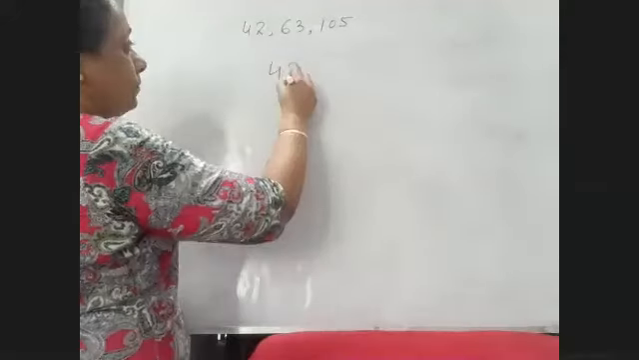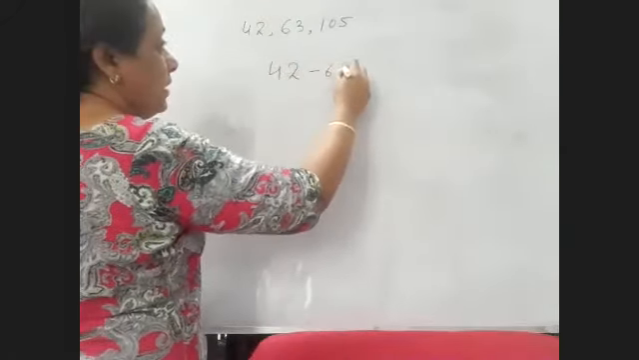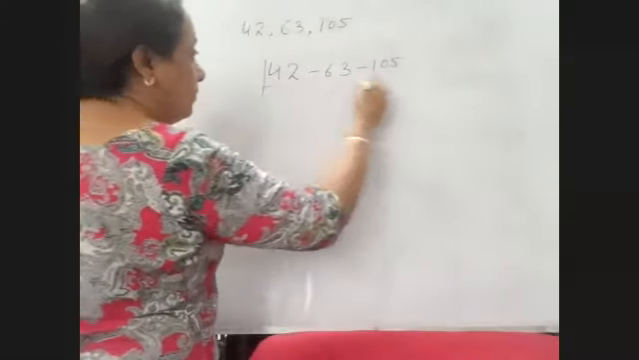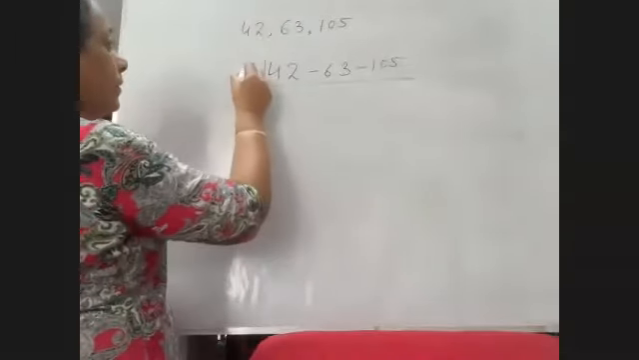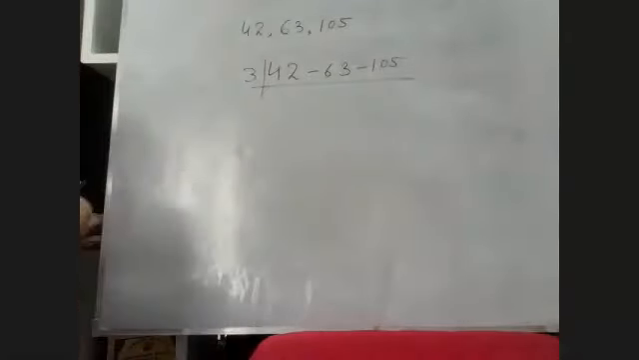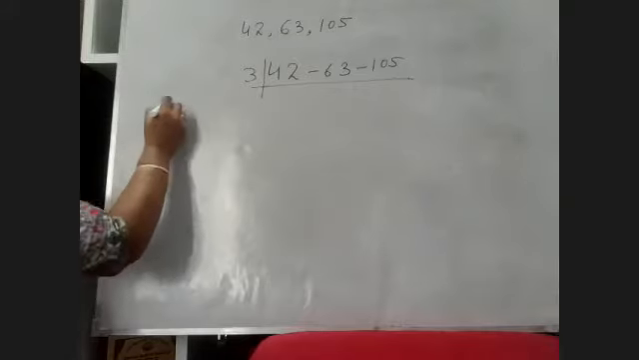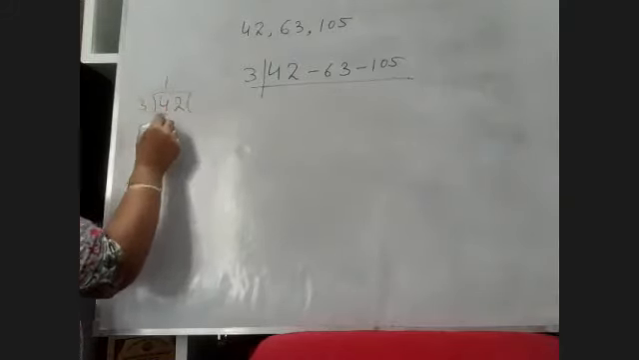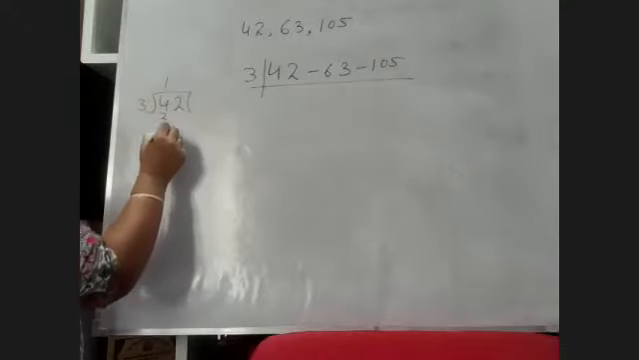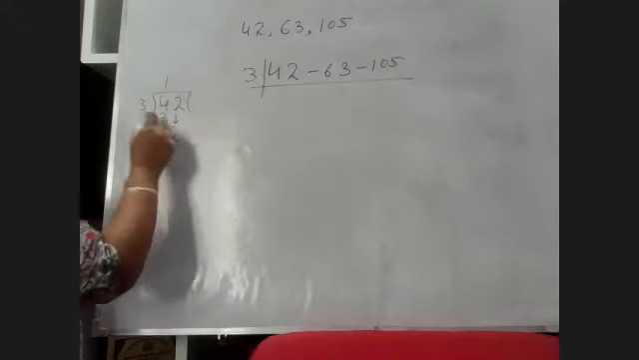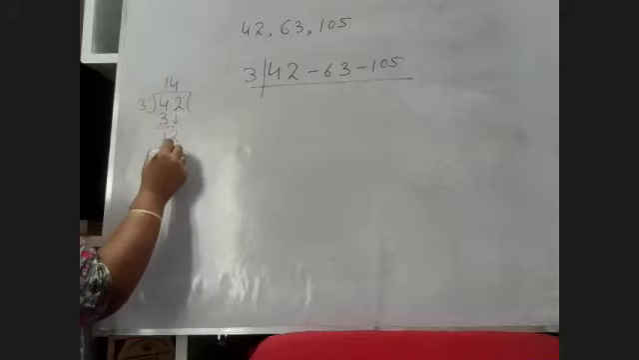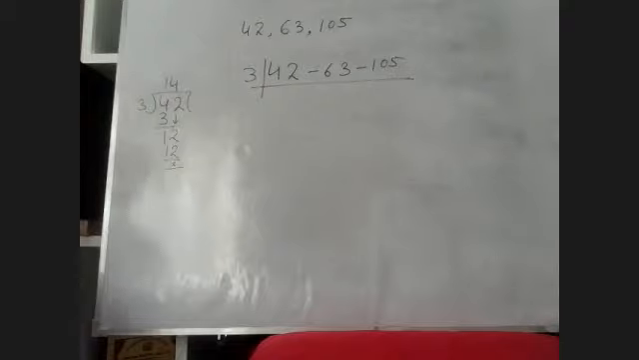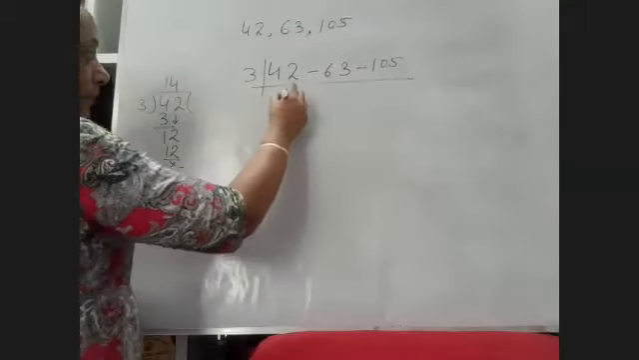42, 63, and 105. First step, divide by 3. 42 divided by 3. 3, 1 are 3. 4 minus 3, 1. And next, 3, 4 are 12. Yes, friends, when you divide 42 by 3, you'll get 14.